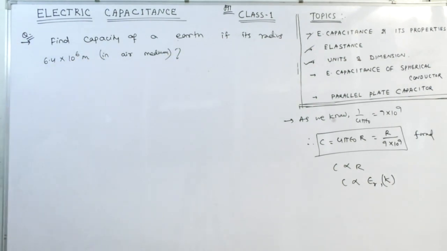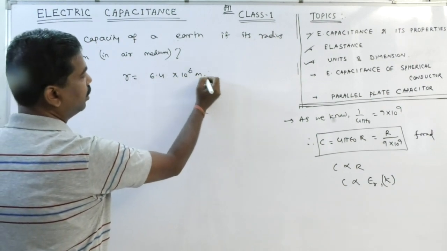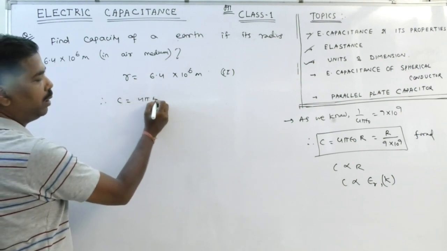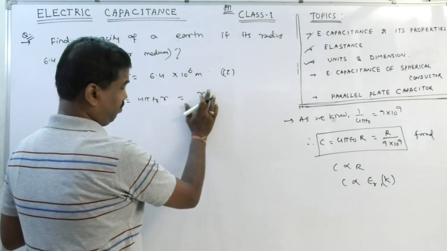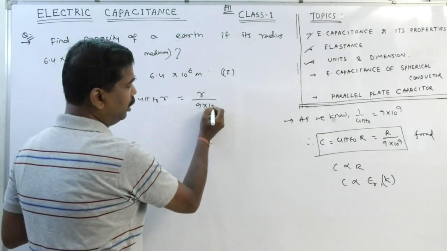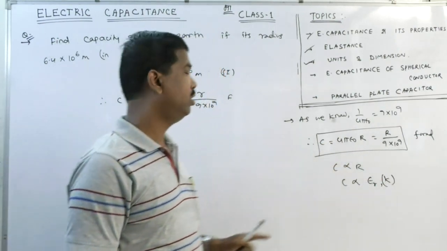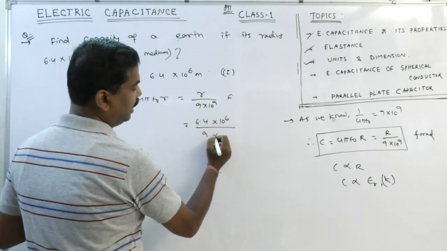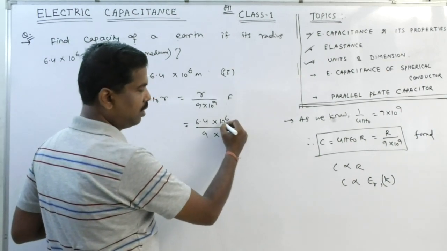Find the capacity of the earth if its radius is 6.4 into 10 to the power 6. So radius is given 6.4 into 10 to the power 6 meter. That is SI unit. Therefore, C is equal to 4 pi epsilon 0 R. In SI system, the value is 4 pi epsilon 0, that is R by 9 into 10 to the power 9 farad. Clear? So R is 6.4 into 10 to the power 6 by 9 into 10 to the power 9. Clear?